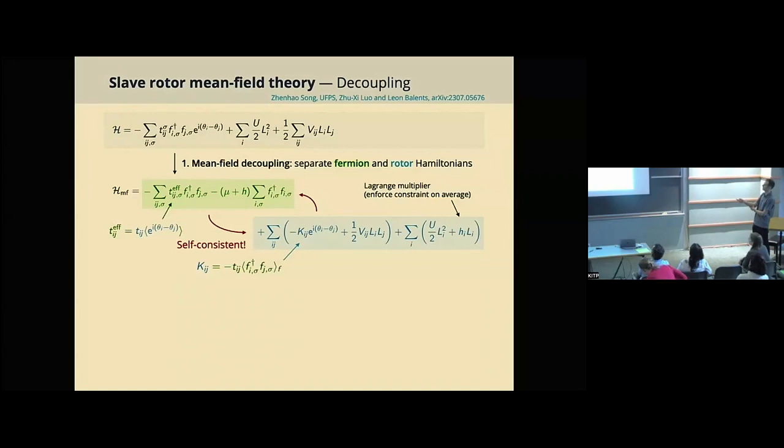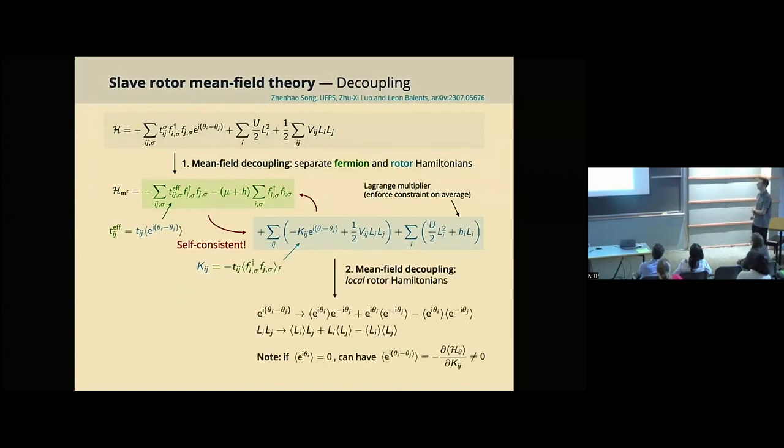But on the other hand, these rotor Hamiltonians are still like a quantum XY problem. So even this Hamiltonian we still cannot solve exactly. So we make a second mean field approximation where we decouple this quantum XY problem into local rotor Hamiltonians. This is a standard mean field decomposition. And one thing I want to emphasize here is that if you locally place yourself into an eigenstate of the rotor angular momentum, these mean fields e^{iθ} in principle would be zero. But of course, in our mean field theory, we still should have a non-zero hybridization between these rotors.